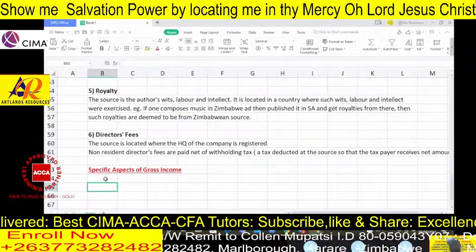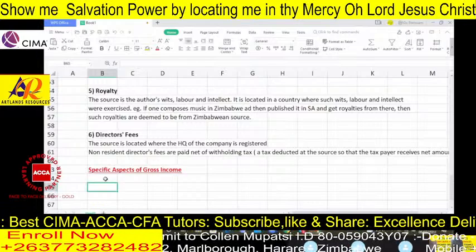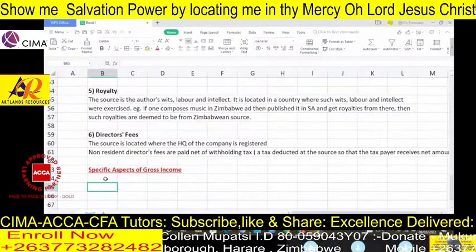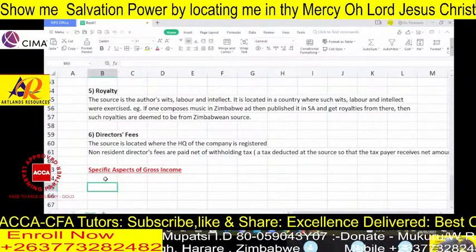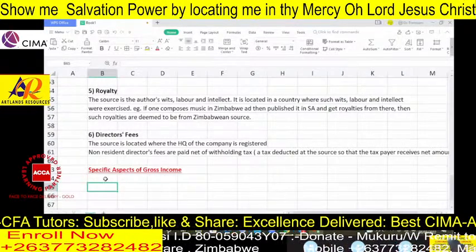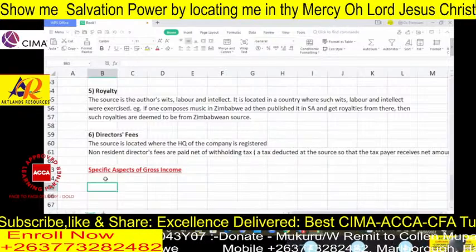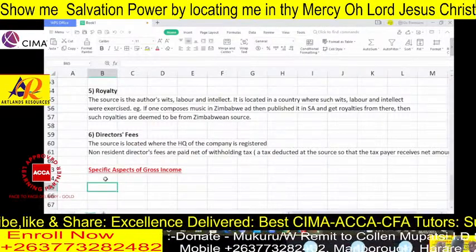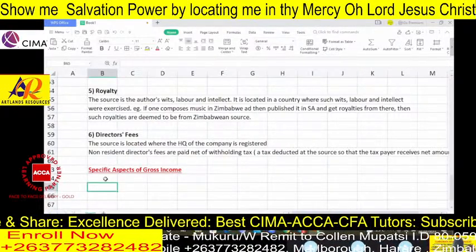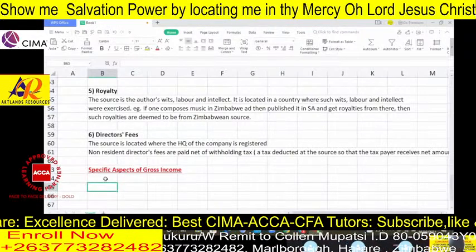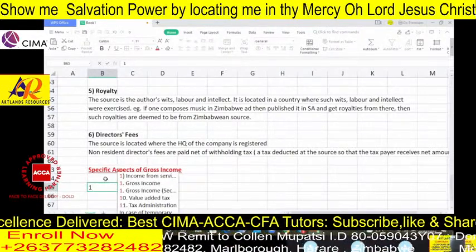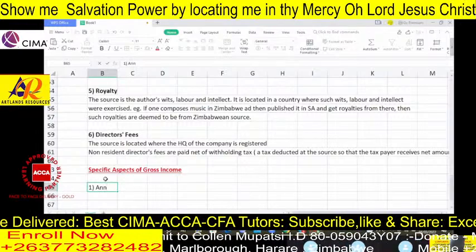You now know that gross income means money you are getting from sources within Zimbabwe or deemed to be within Zimbabwe, except to the extent that such amounts are of a capital nature. You now understand what we mean by source, and a lot of other things. So, number one, on specific items, let's talk of annuities.